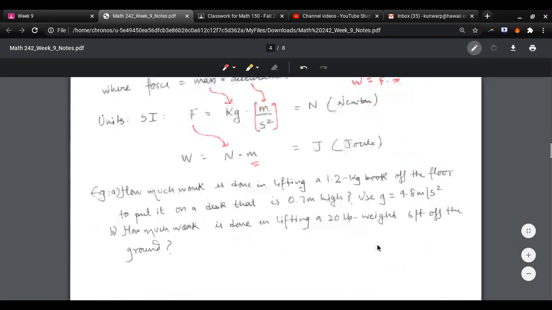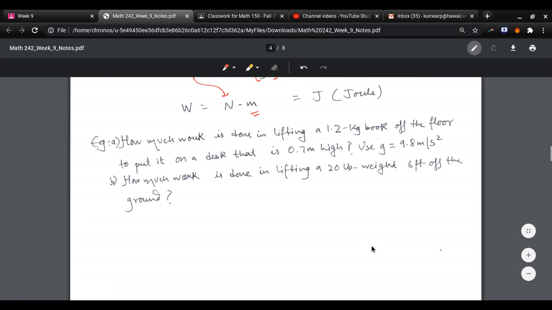So let's do a simple example first. How much work is done in lifting a 1.2 kilogram book off the floor and putting it on a desk that is 0.7 meters high? So here's the floor, here's the desk, here's the book. Use acceleration. So g is acceleration due to gravity. Basically what's happening is we're always pulled down by this much force that keeps us tethered to the ground.